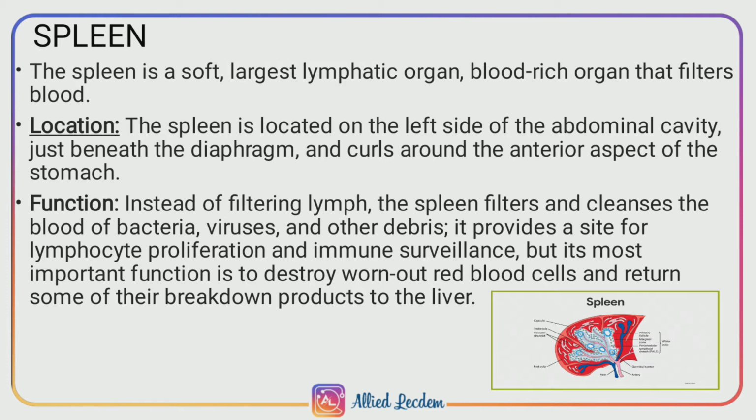It provides a site for lymphocyte proliferation and immune surveillance. But its most important function is to destroy worn out red blood cells. As we know, RBC has a lifespan of 120 days and it gets destroyed once it enters the spleen, which returns some of their breakdown products to the liver. So the main function of the spleen is to cleanse and filter the blood from infectious organisms and from debris.